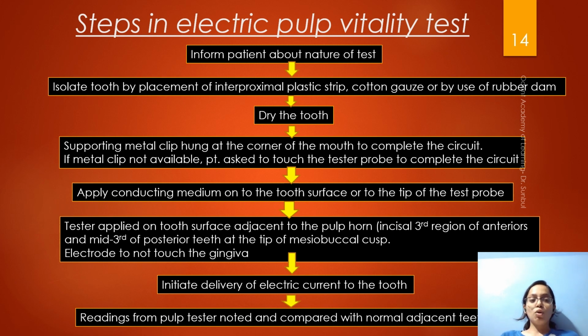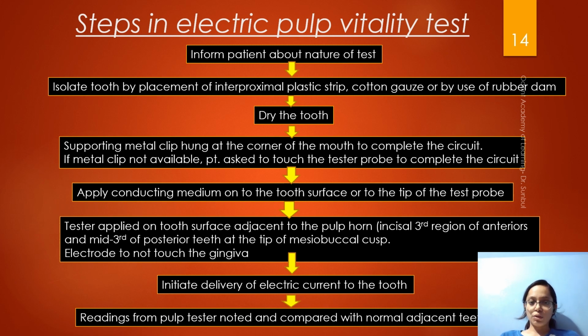Okay, so we isolate the tooth and then we can use rubber dams or cotton gauze. We'll dry the surface of the tooth and then there's a metal clip which is there. We'll hang it at the corner to complete the circuit. If the metal clip is not available, we can ask the patient to touch the tester probe so that the circuit is completed. Then we'll apply a certain conducting medium on the surface of the tooth or we can apply it on the test probe, the tip of the test probe.